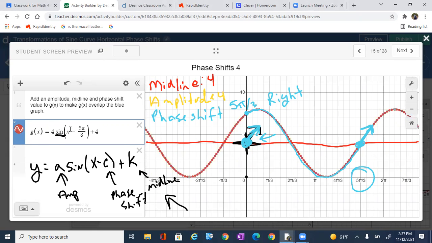Now check it out. It overlaps. We are in good shape. We just went ahead and added a phase shift to our sinusoidal equations and graphing.